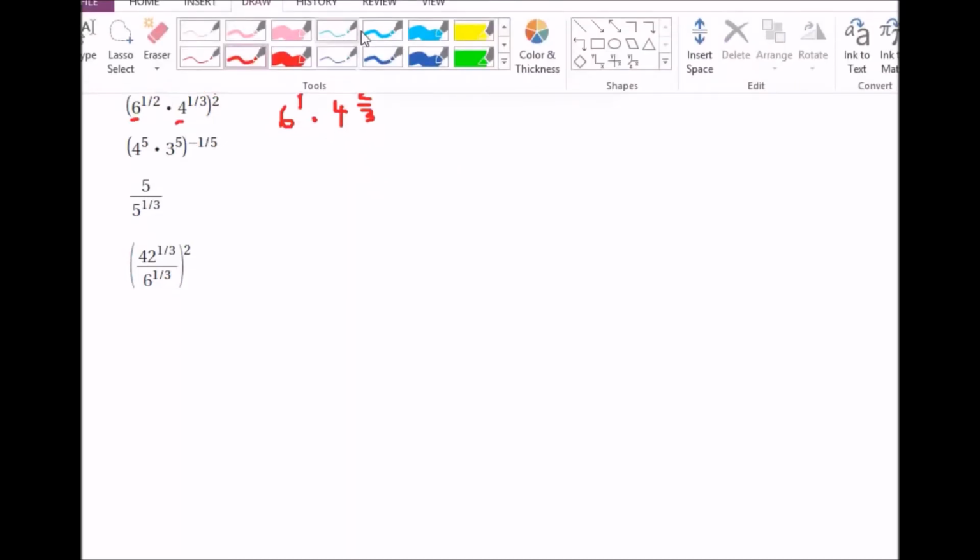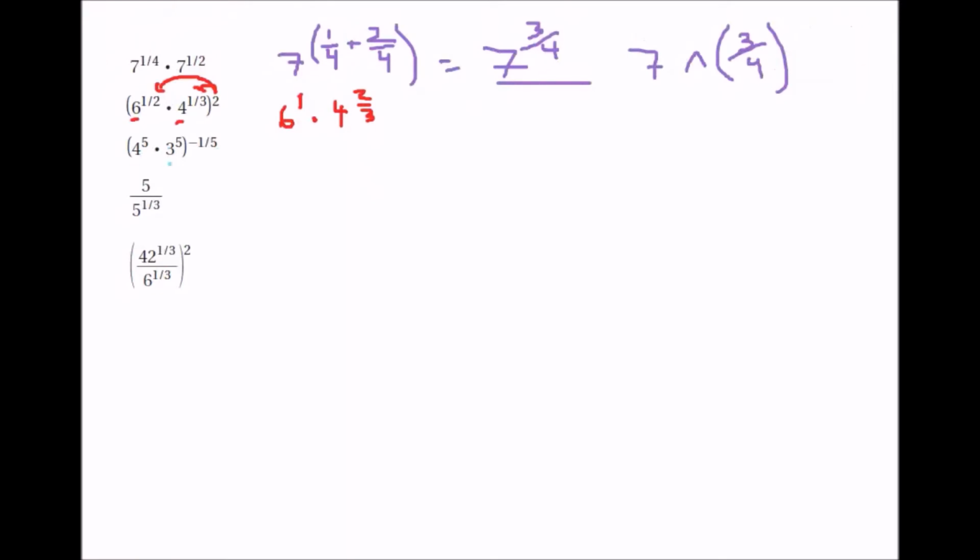Okay, the next one. 4 to the 5th times 3 to the 5th, all to the negative 1/5. Once again, taking it to a power, distribute it in. 4 to the 5 times negative 1/5. I'm going to go ahead and write this one out for you. So 5 times negative 1/5, times 3 to the 5th times negative 1/5.